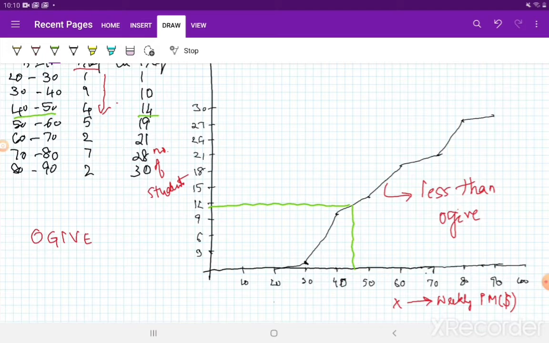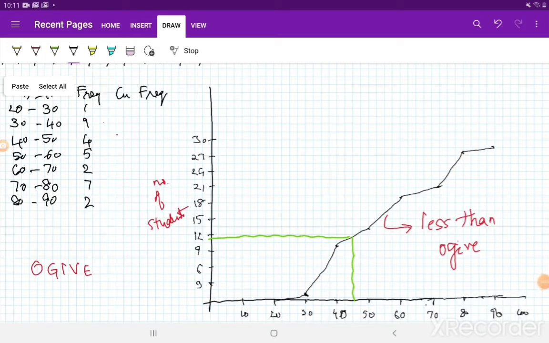However, you have to remember that it's only an approximate value. There might be deviations between what has been actually observed and what we are estimating from this curve, but it's very close.